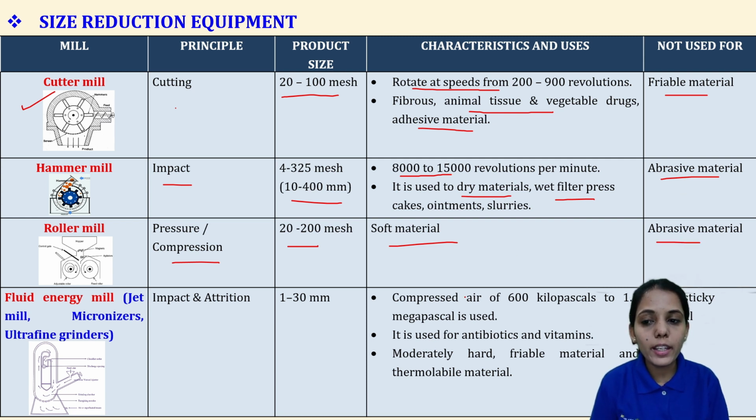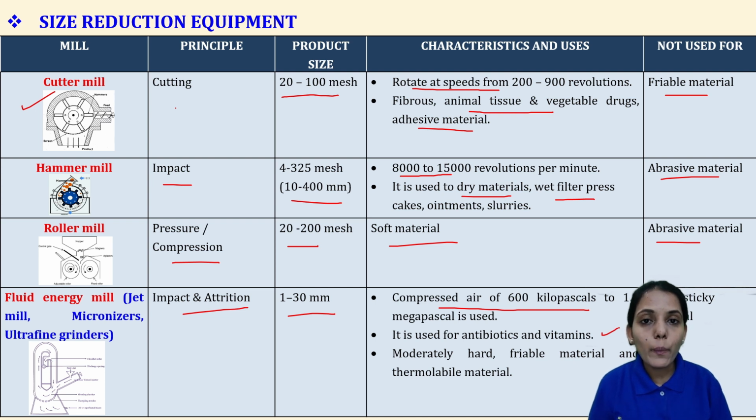but it is not used for abrasive materials. Next is fluid energy mill. That is a jet mill, micronizer, ultra fine grinders. These are the alternative names. The principle is impact and attrition. Impact means we have already seen some hammer or bars will be there. 1 to 30 mm of particle size can be obtained. Compressed air of 600 kilopascal to 1 megapascal is used. It is used for antibiotics and vitamins.